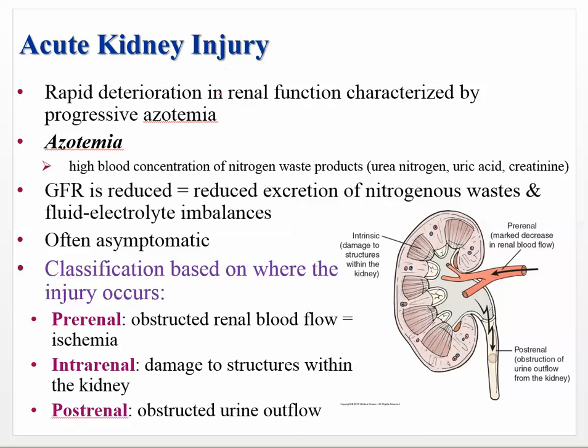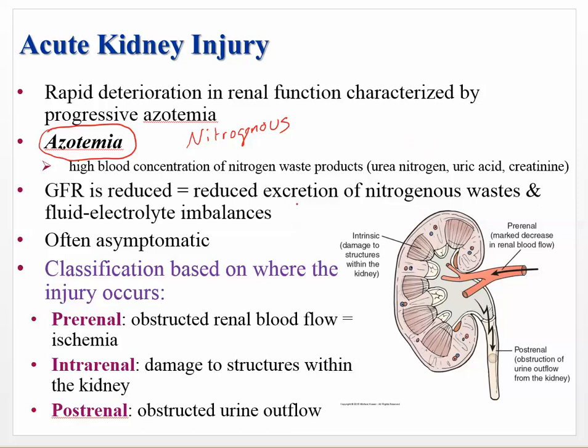All right, so acute kidney injury. Rapid deterioration in renal function characterized by progressive azotemia. Azotemia, azo, refers to nitrogenous, and that indicates you have nitrogenous wastes building up. I say that because that's one of the things that we have to get rid of by our kidneys. These nitrogenous wastes cannot be allowed to build up in the body because that can become toxic. Okay? So azotemia is going to show up with acute kidney injury.